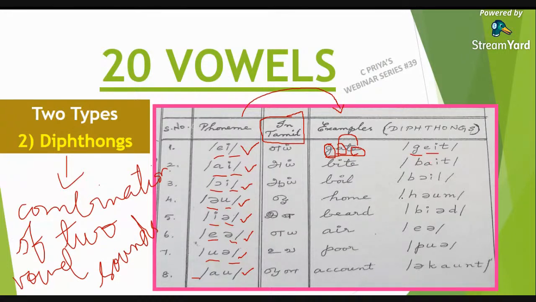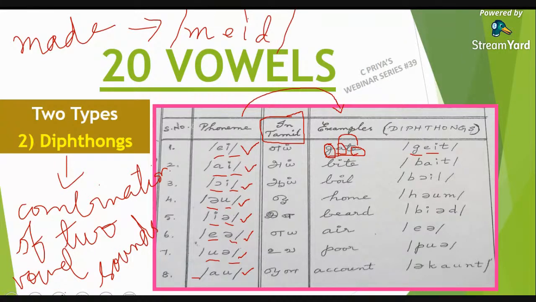Gate. Another example, I tell you another example. Made. It is not made. It is called made. In phonetics, if you take the dictionary, you can refer to it now. M-E-I-D.